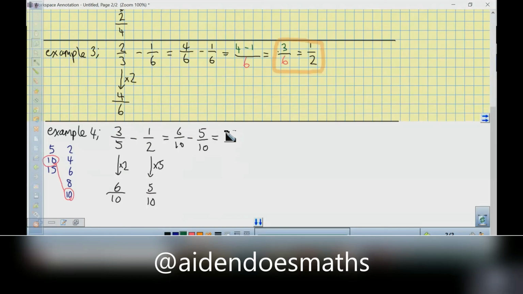Okay, so just like we did in all the other questions on this, I'm going to use my green. 6 minus 5 is our numerator. Our denominators are the same, so they don't change. So 6 minus 5 over 10. That gives us 1 as our numerator. And that 10 stays the same, doesn't it? Okay, so that is our final answer. And as usual, we're going to make it nice and clear. Okay, and that is how we add and subtract fractions.